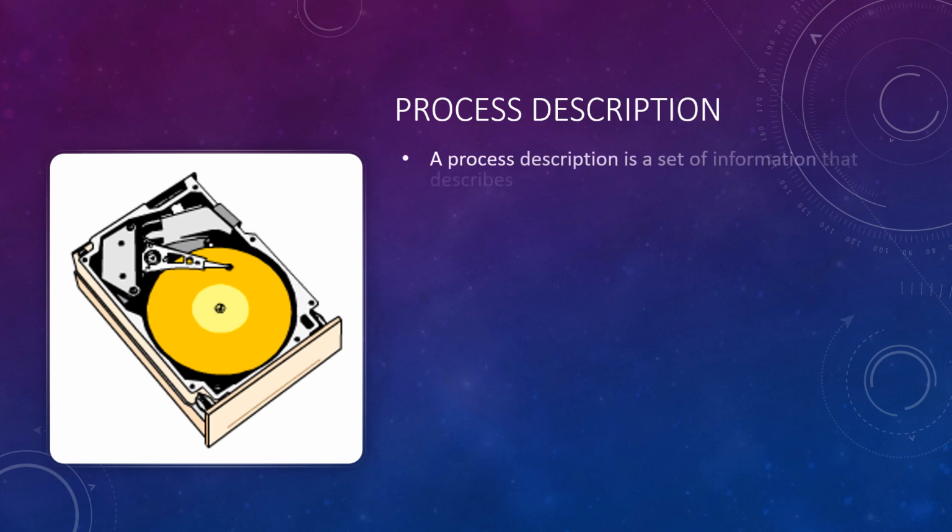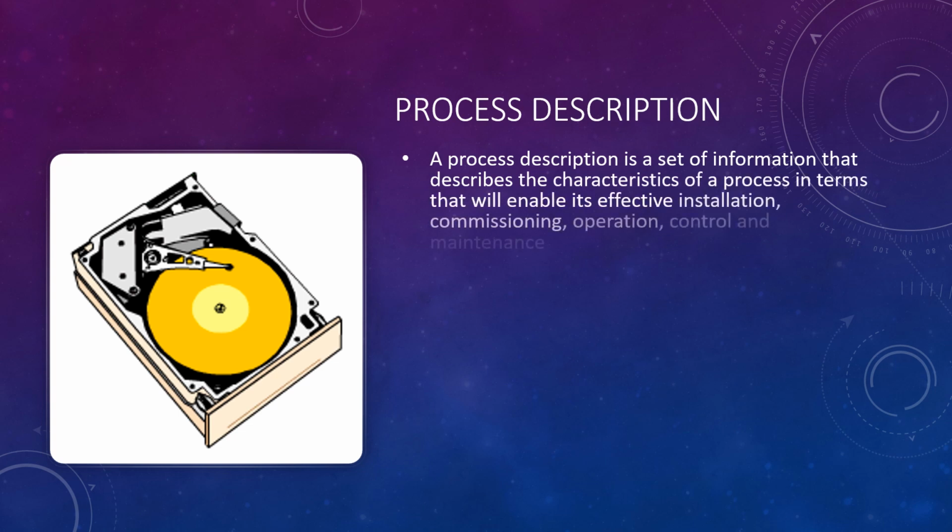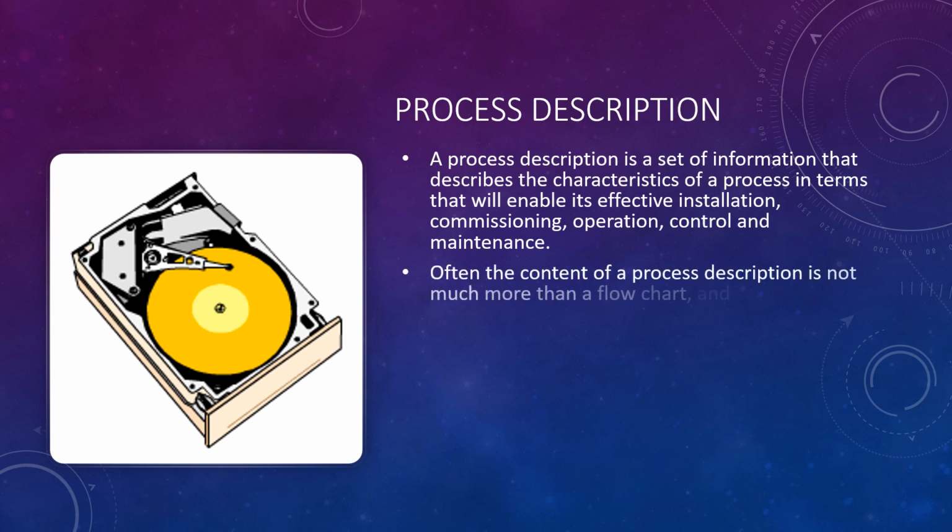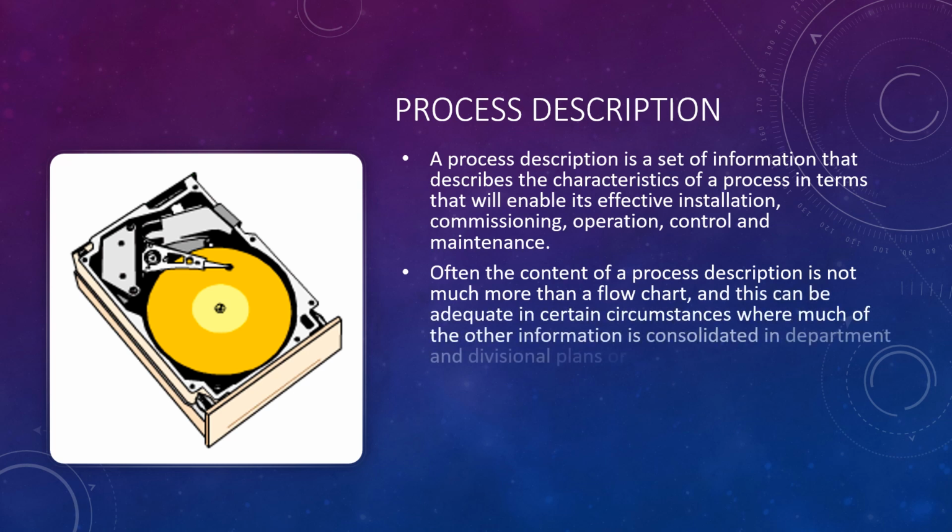A process description is a set of information that describes the characteristics of a process in terms that will enable its effective installation, commissioning, operation, control, and maintenance. Often, the content of a process description is not much more than a flowchart, and this can be adequate in certain circumstances where much of the other information is consolidated in department and divisional plans or manuals.